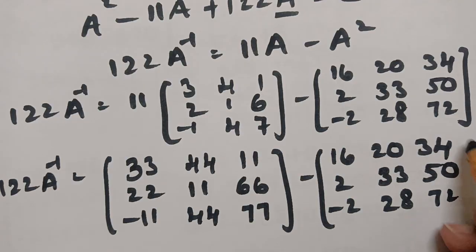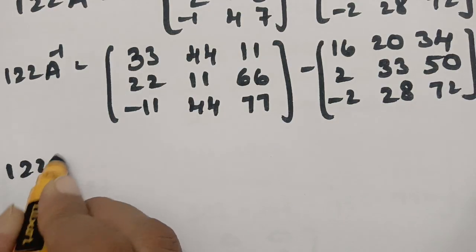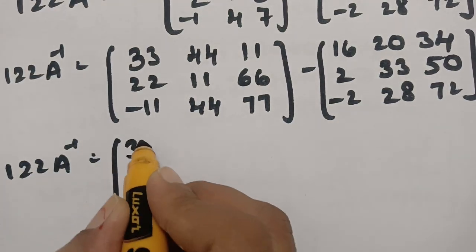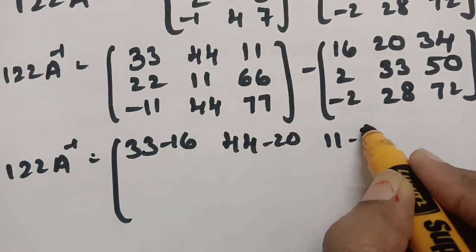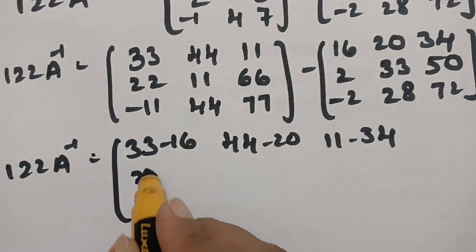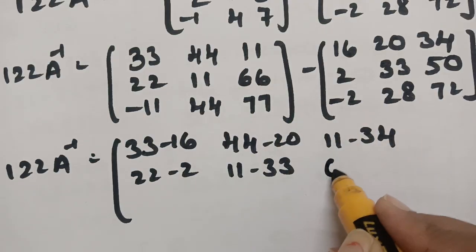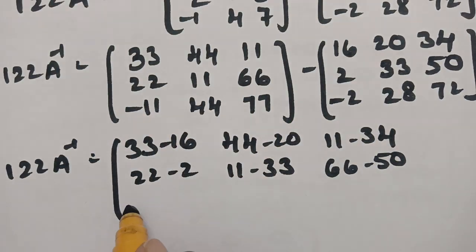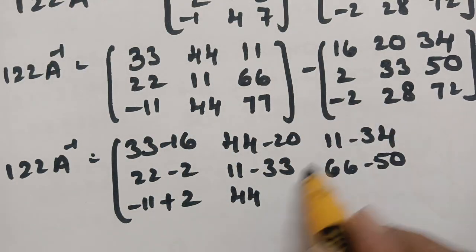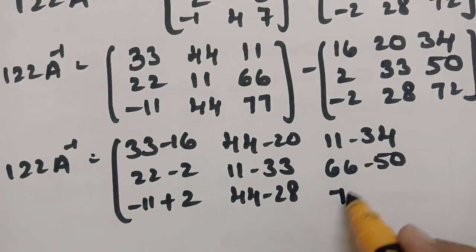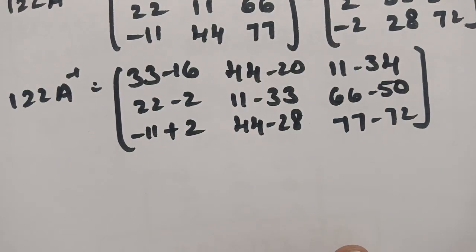Now if I write in one bracket, 122A inverse is equal to 33 minus 16, 44 minus 20, 11 minus 34, 22 minus 2, 11 minus 33, 66 minus 50, minus 11 minus of minus plus 2, 44 minus 28, and 77 minus 72. Clear?